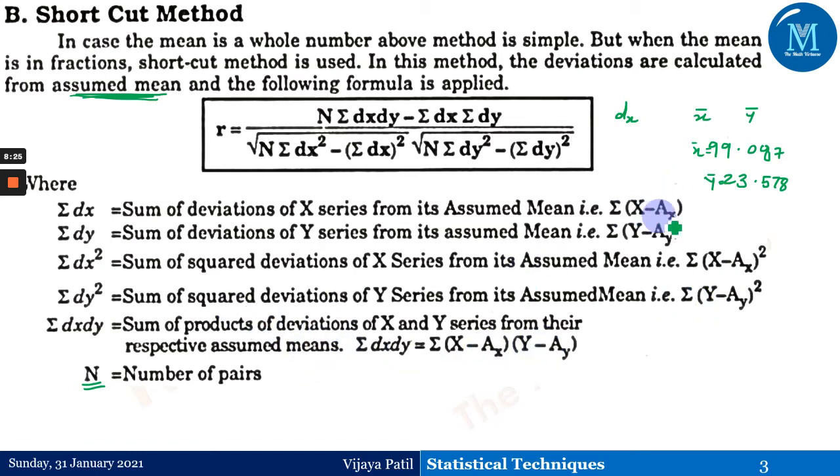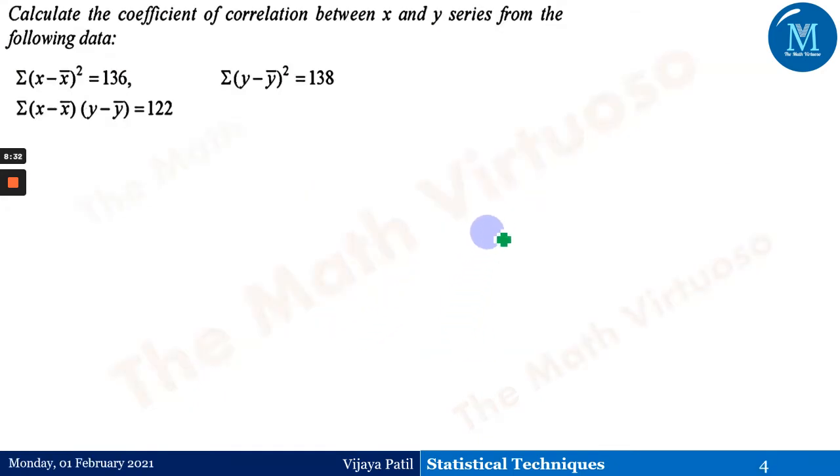So this is the explanation given to you here for each and every term of this particular formula. Okay, now let us go ahead with the first one. Calculate the coefficient of correlation between the x and y series from the following data: summation of x minus x bar the square is 136, summation of y minus y bar the square is 138, and summation of x minus x bar into y minus y bar is given as 122. So this has been given as the question.